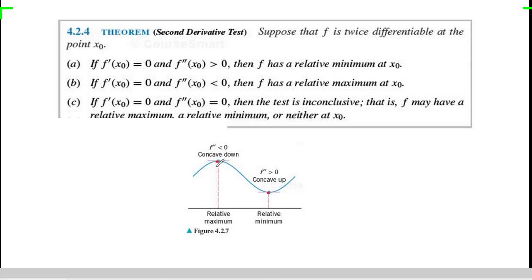If f prime of x is equal to 0 and f double prime of x is less than 0, then f has a relative maximum at x naught. One of the downsides to the second derivative test is if your first derivative is 0 and your second derivative is 0, then the test is inconclusive. That is, f may have a relative maximum, a relative minimum, or neither at x naught. The test fails.